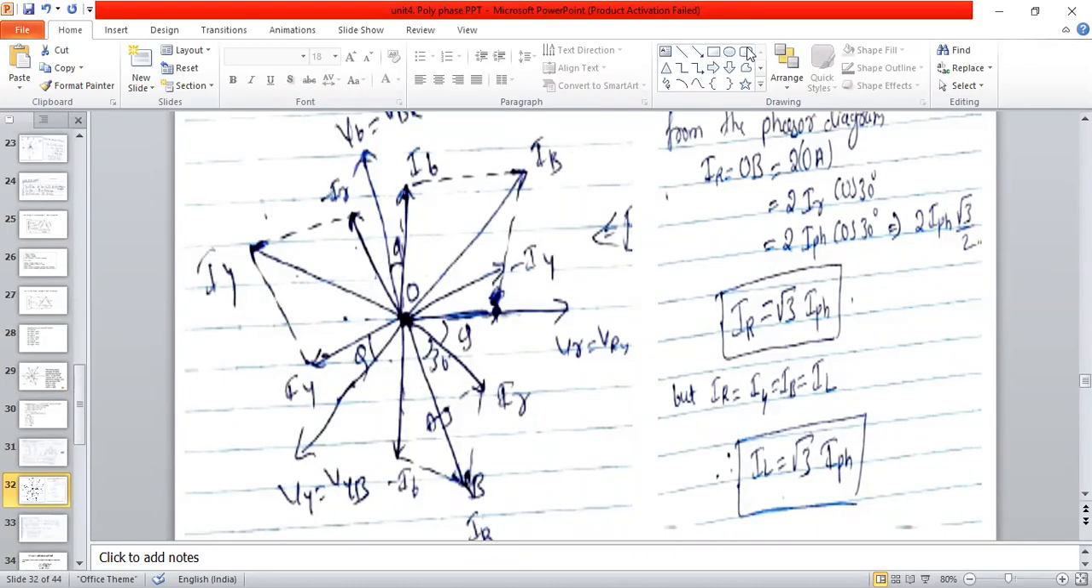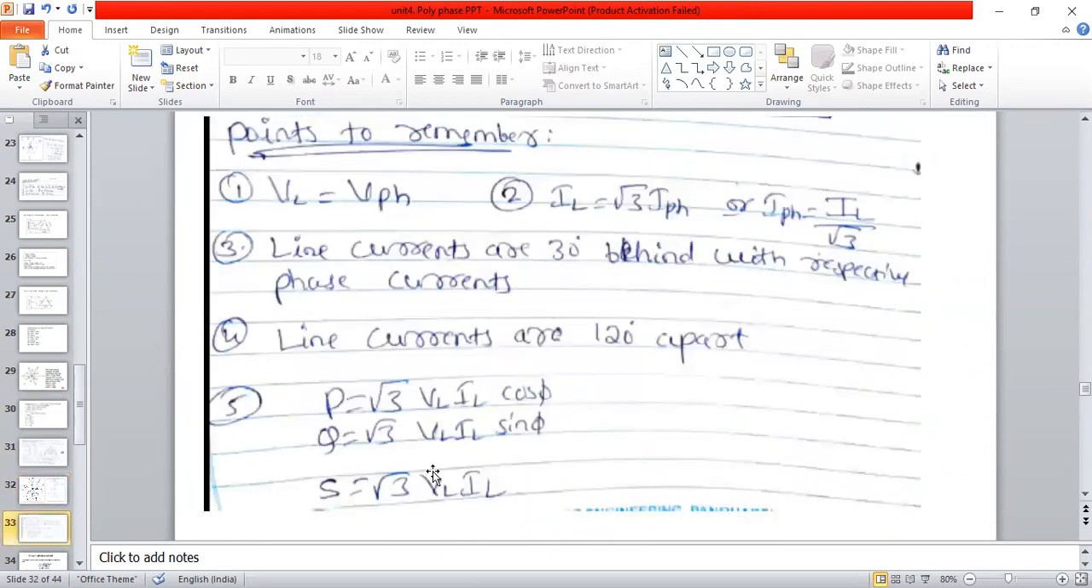Is it audible? Yes, sir. So the line currents are behind the respective phase current: R to R here, Y to Y, B to B, like that. That is the point they have told here now. And take down the last one.